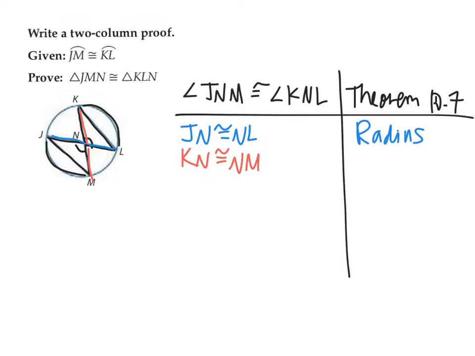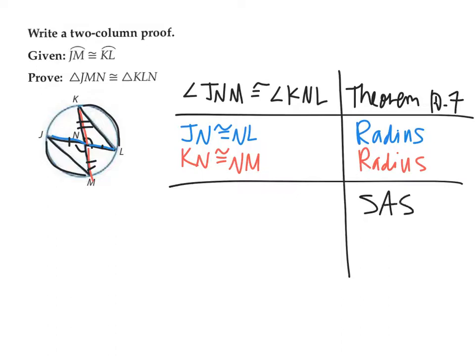Because they are also radii, they are congruent as well. So far we know that these sides are congruent, and we know that the angles are congruent, so we can use side-angle-side to say that triangle JMN is congruent to triangle KLN.